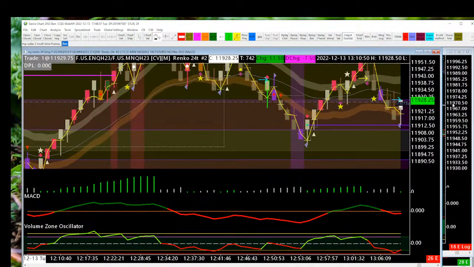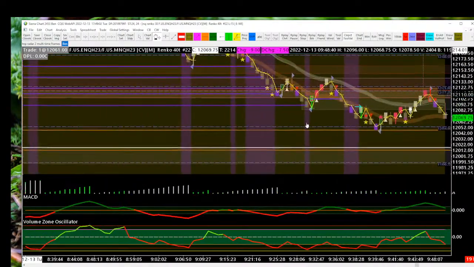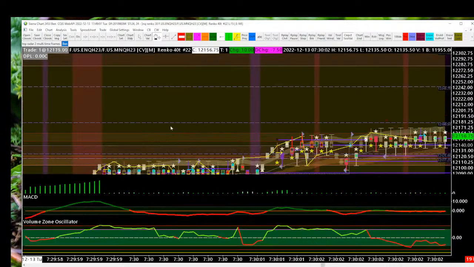Okay, so let me see if this works on the top. Now that I know the pattern, right? Let's go to like the 40 tick. Much bigger. Twice as high, basically. And let's see if that same trap pattern works.